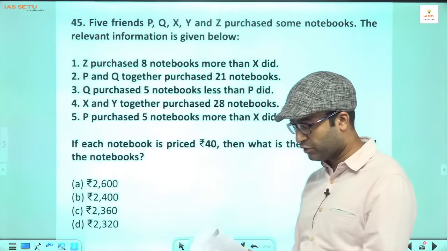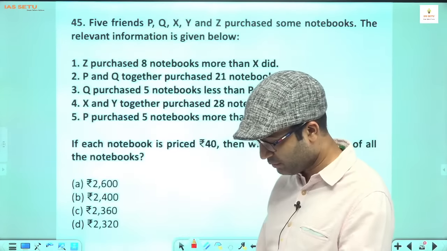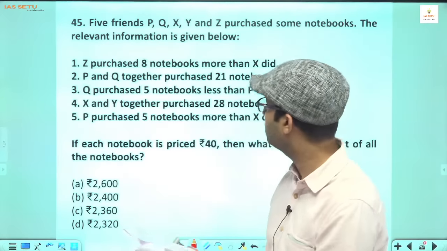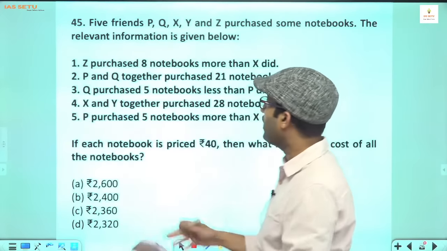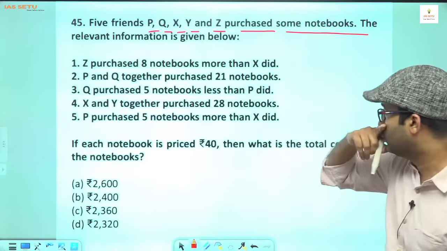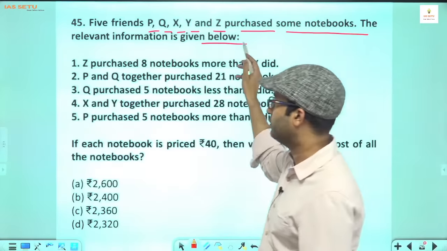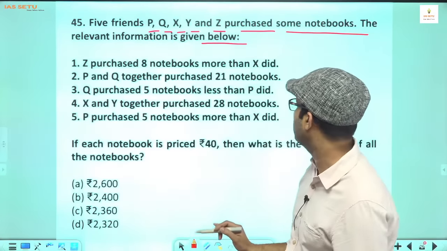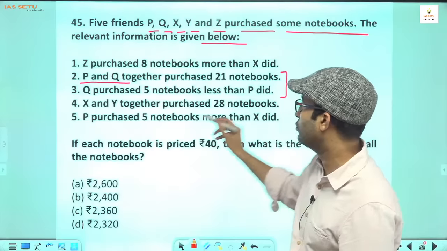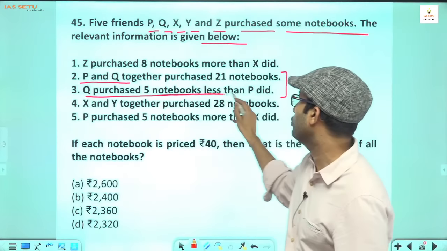Question number 45 in my set, or I will say next question. 5 friends P, Q, X, Y, Z purchase some notebooks. The relevant information is given below. If you look carefully here, P and Q together purchase 21 notebooks. Q purchases 5 notebooks less than P.